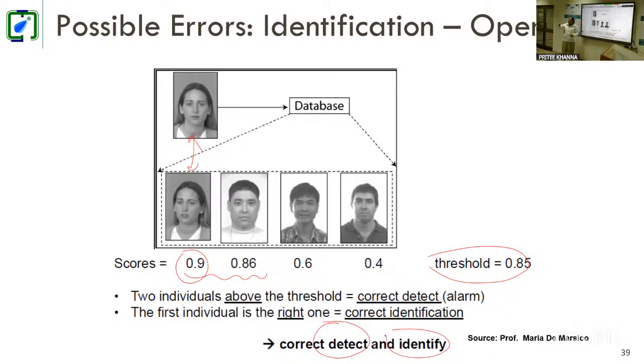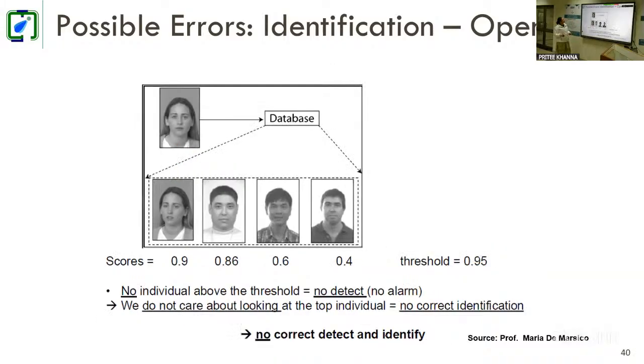Detection means that if for some images the score is above the threshold, then you have detected. But here you have identified also, because yes, that is the correct one, I mean, the highest similarity or distance, highest score.